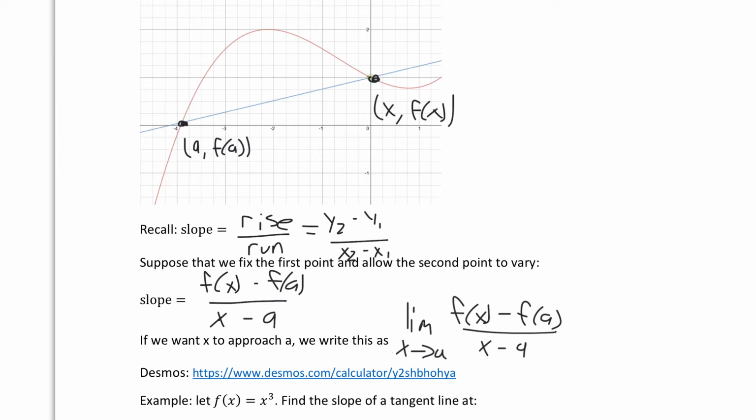Now again, if you notice, when we go to plug this in, we're going to get f of a minus f of a, which is 0, over a minus a, which is 0. So we're going to have some more work to do. This is going to be a do more work limit, but hopefully there will be work that we can actually do, and hopefully we'll be able to get some type of tangent line here.